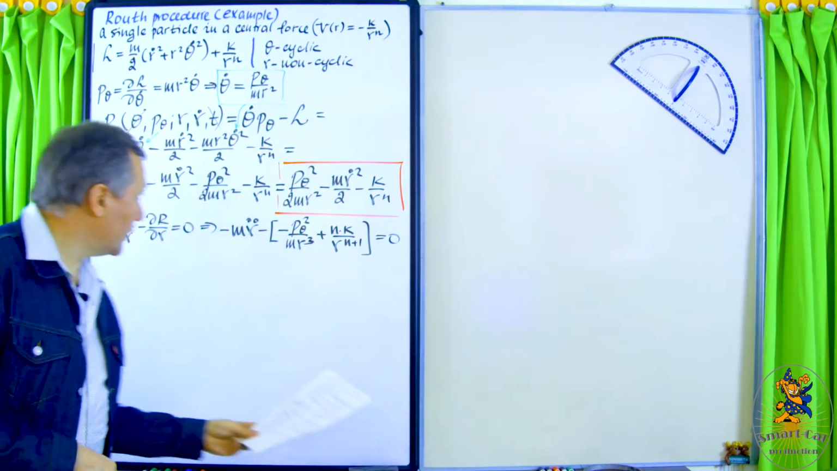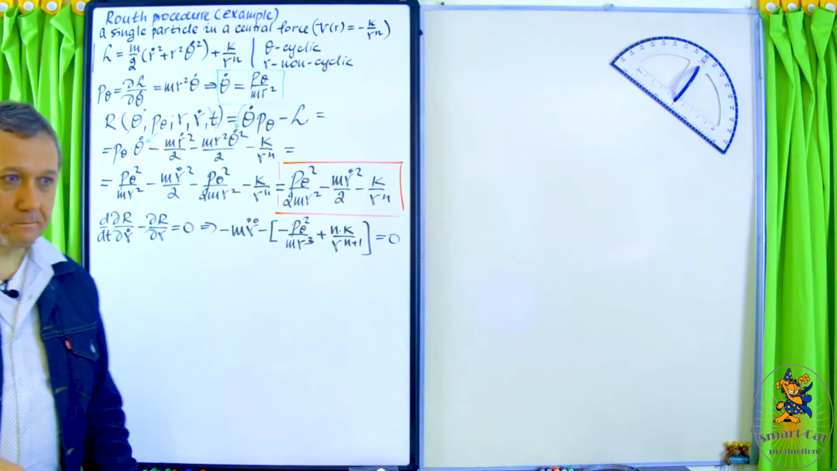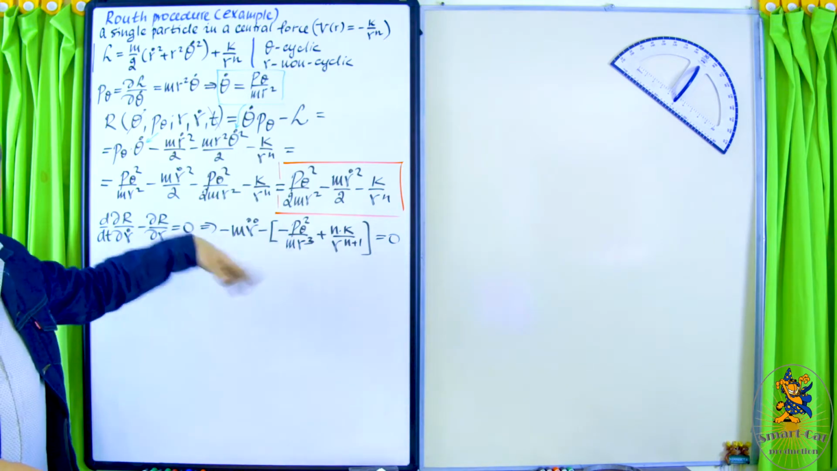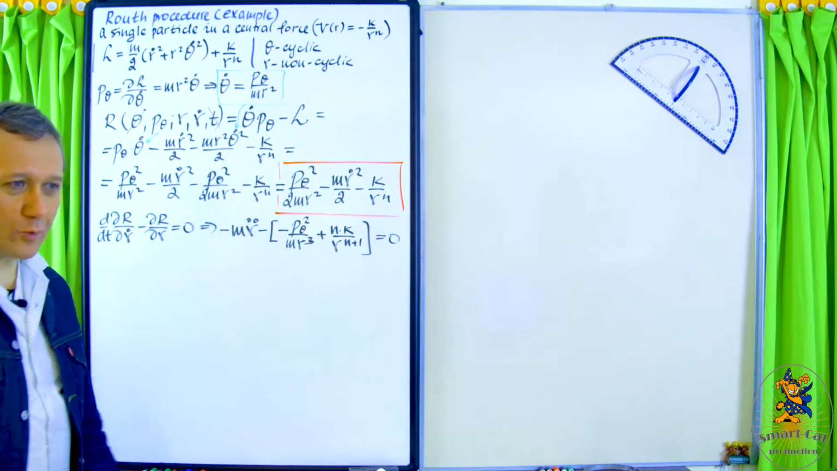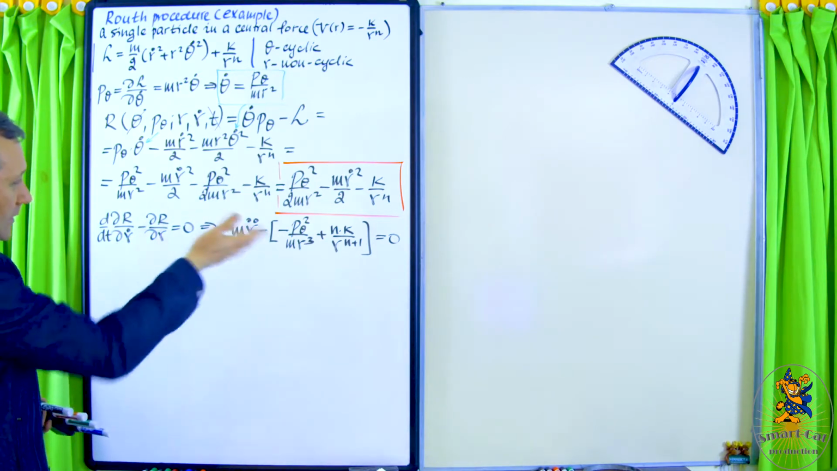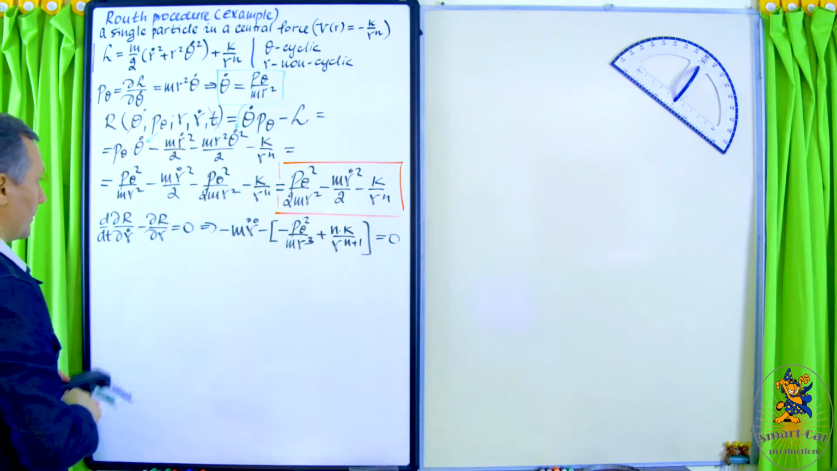Let me check if I got what I was planning to get. No, it's good, it's good. Okay, you can multiply by minus 1, but I don't want to rewrite it one more time. It's basically the final form, right? The typical equation for a central force problem, right?